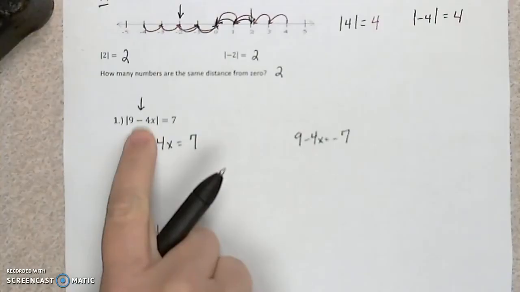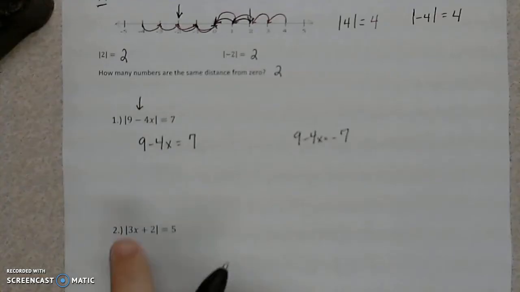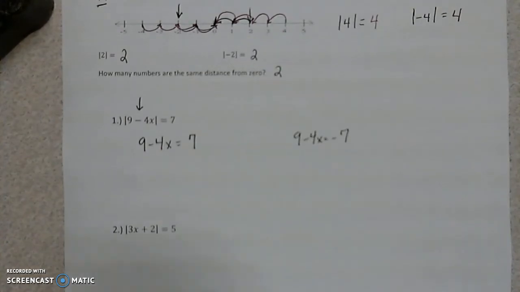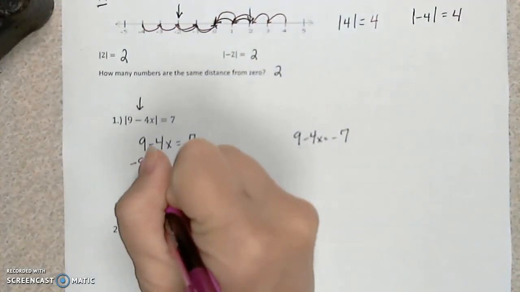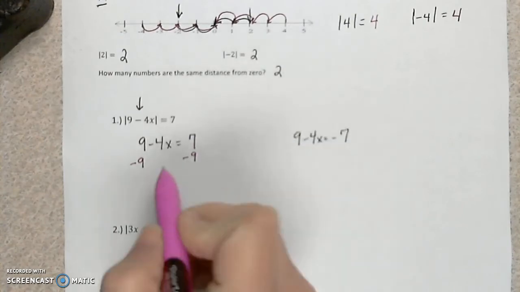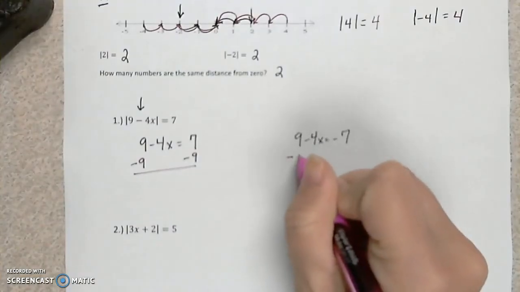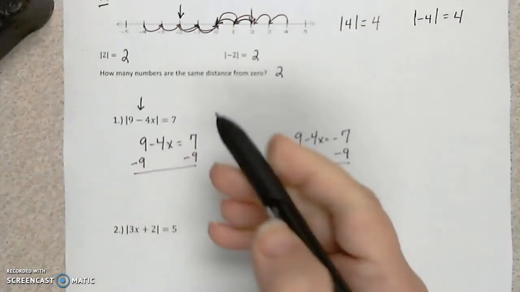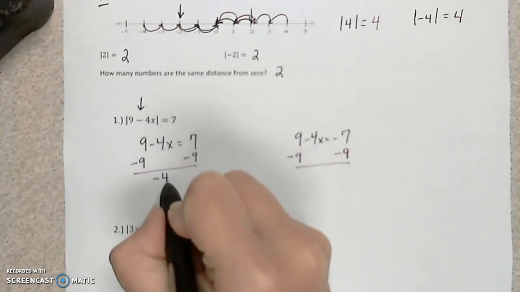So when I'm looking at absolute value, there are always 2 possibilities that are the same distance. I'm going to take what's inside the absolute value bars and set it equal to those 2 possibilities to determine what my x value should be. Then I'm simply going to solve. The good thing is that they solve the same way, so you can work them simultaneously. So I'm going to subtract 9 from both sides.